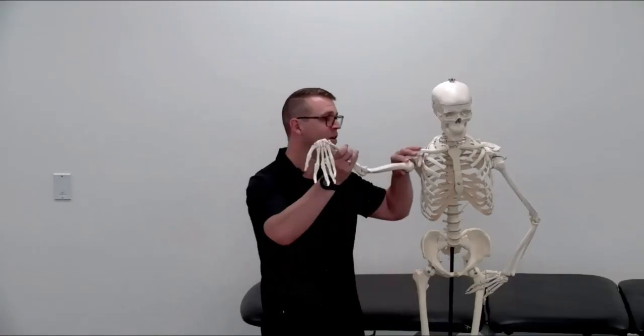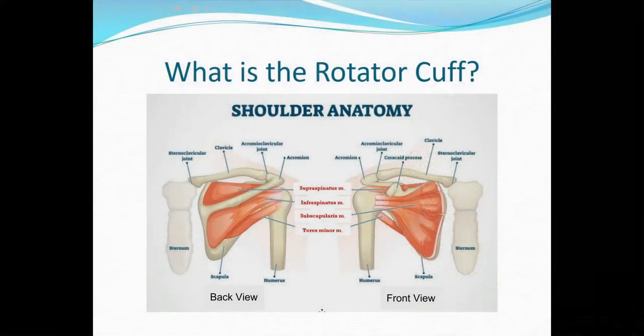When you move your arm, all of these joints work in a coordinated way to allow for movement at the shoulder. This movement is controlled by several important muscles. The rotator cuff is an important group of muscles that work together to provide stability to the shoulder joint. But what exactly is the rotator cuff? The rotator cuff is a group of 4 deep shoulder muscles.